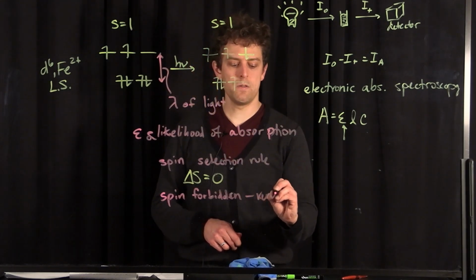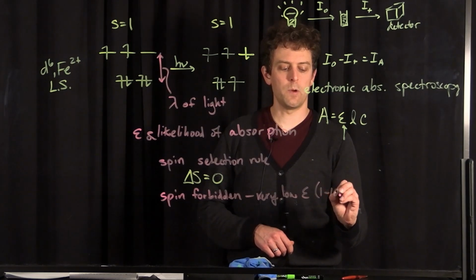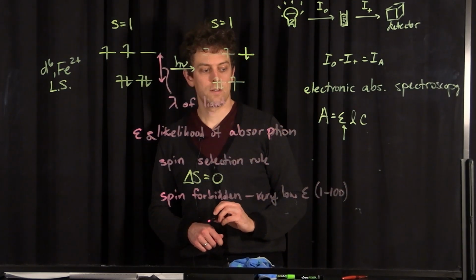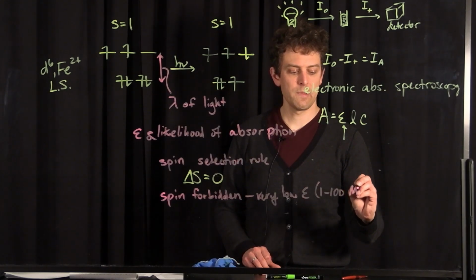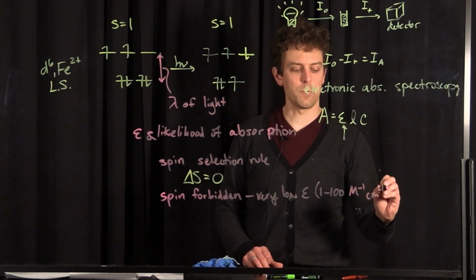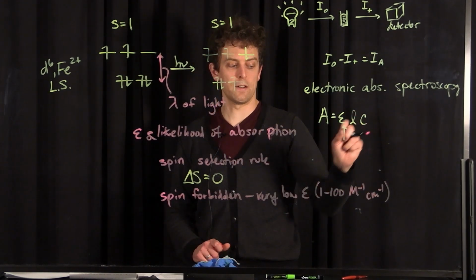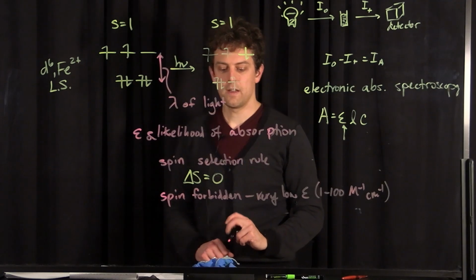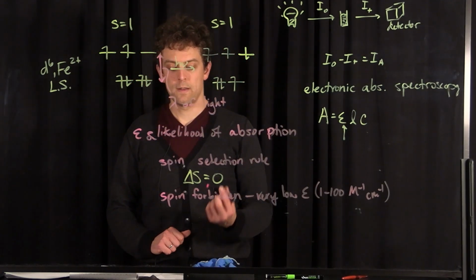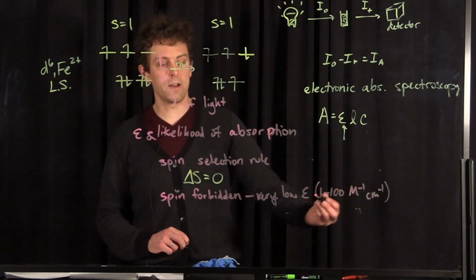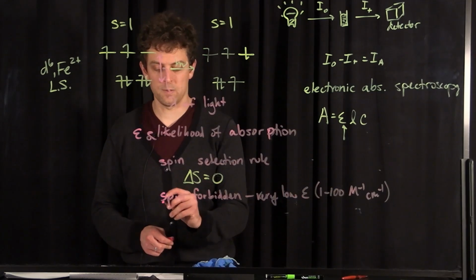That's our strongest rule. So things that are spin forbidden have very low epsilon values, somewhere between 1 and 100 per molar per centimeter. Remember, that's our unit for molar absorptivity, so that we can cancel out the units of our path length and our concentration. For a spin forbidden complex, we'll always have a very low epsilon. Anything spin allowed is going to be above 100, and there's another selection rule that tells us what the value is going to be after that.